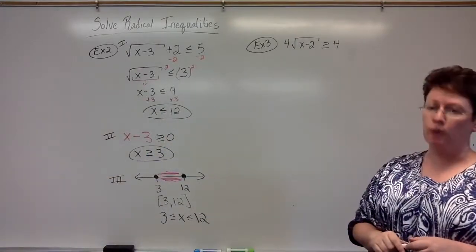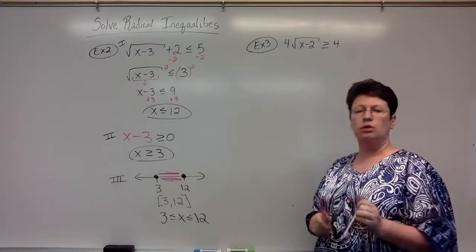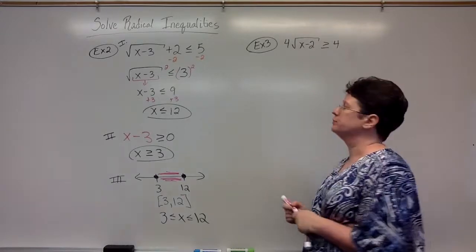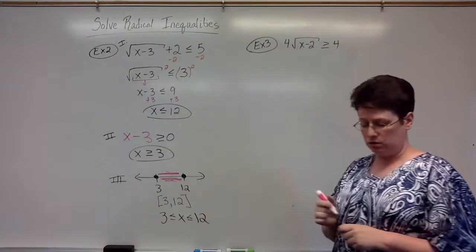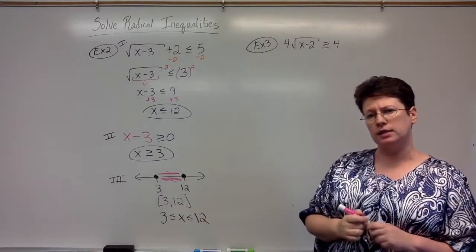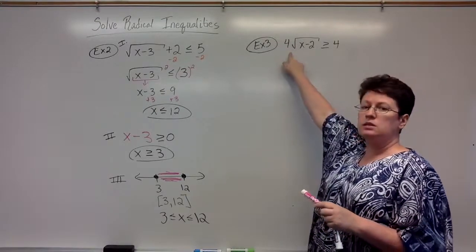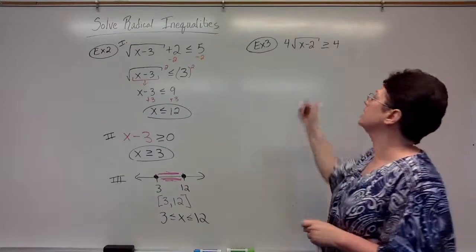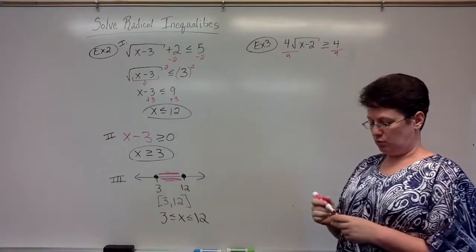Is the radical by itself? No. What is there that I need to get rid of? The 4. The 4 out front. Now, what do I do to get rid of that 4? Do I subtract it? No. What's that 4 doing? It's multiplying. The opposite of multiply is divide. So we're going to divide by 4. Both sides, divide by 4.